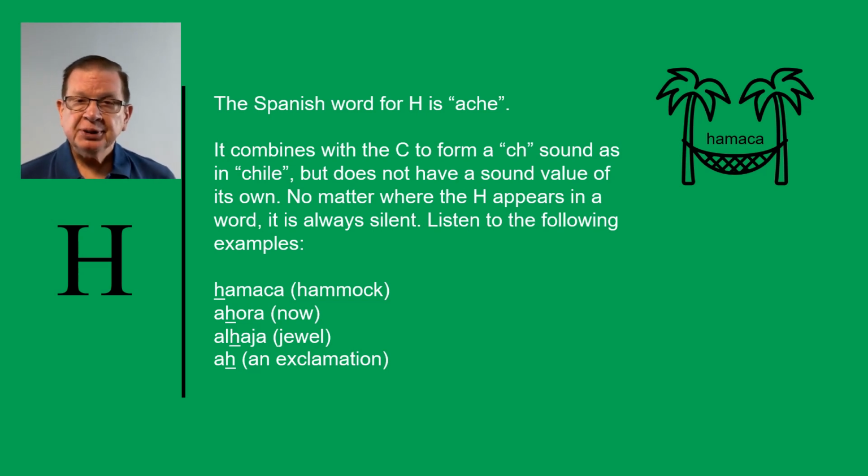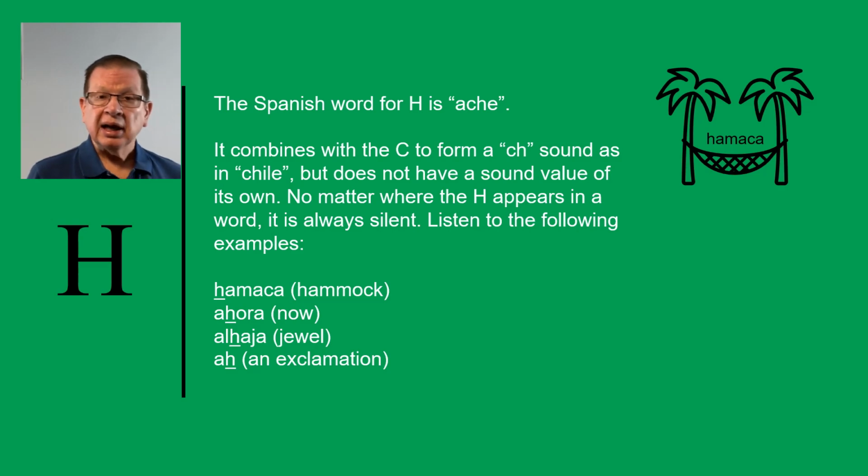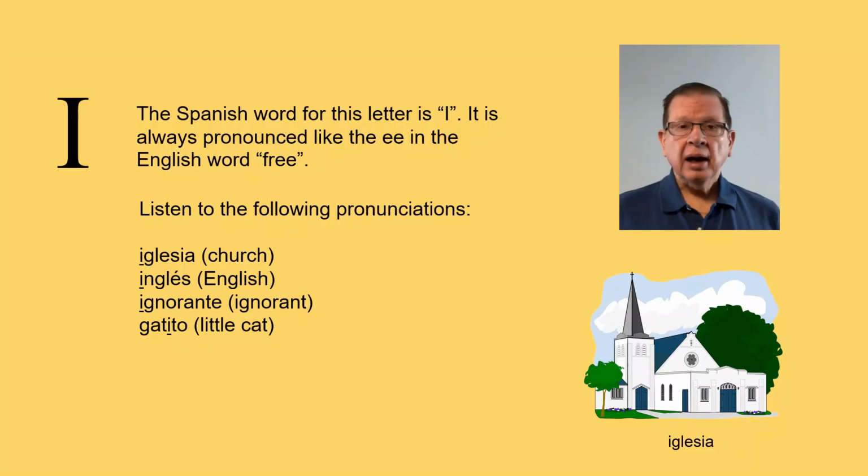H. The Spanish word for H is H. It combines with the C to form a CH sound as in Chile, but does not have a sound value of its own. No matter where the H appears in a word, it is always silent. Listen to the following examples. Hamaca, ahora, alhaja.